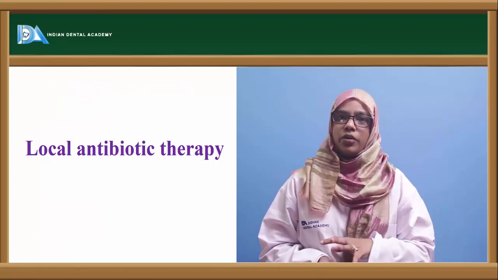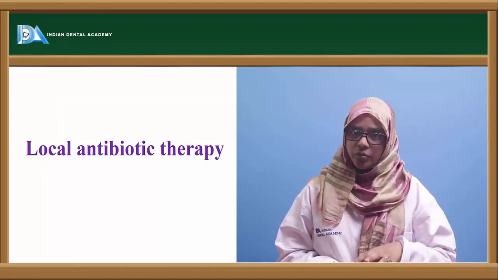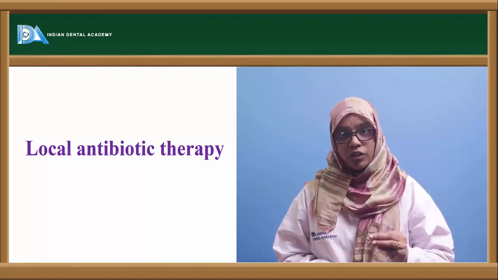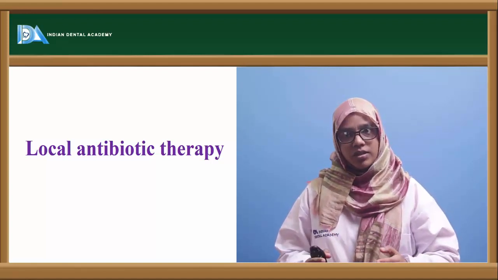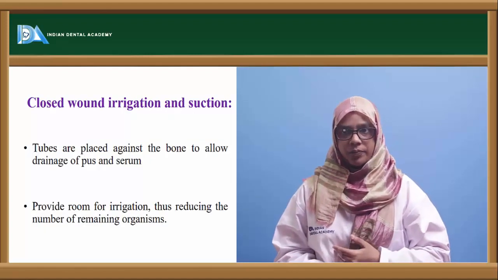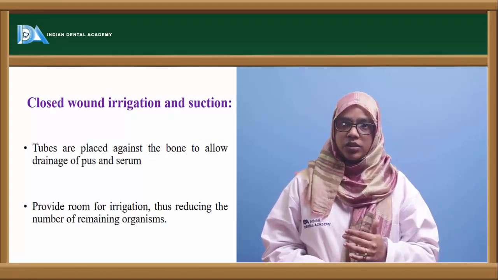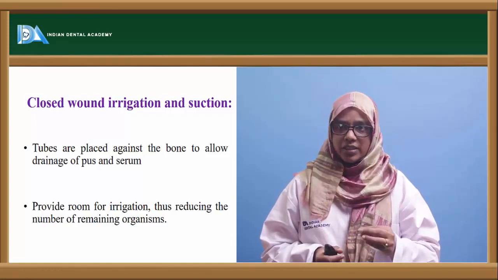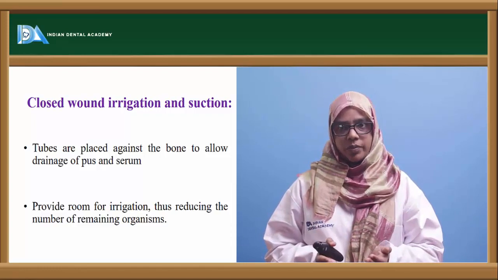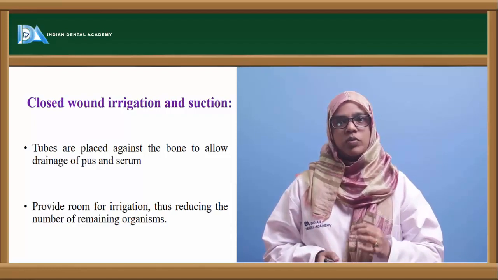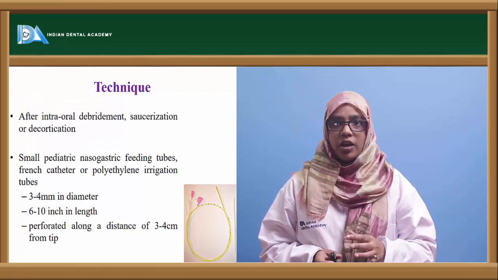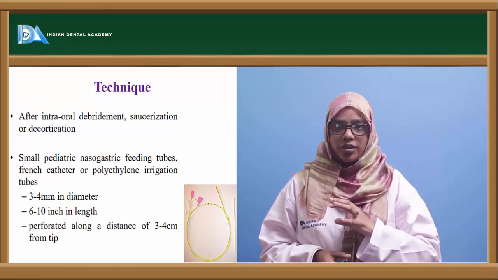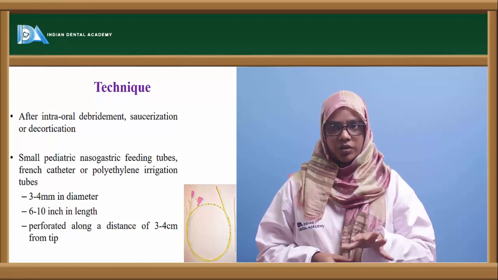Then local antibiotic therapy. Now this is based upon the principle wherein you deliver the antibiotic at the site of the infection so that you decrease the systemic toxicity and at the same time increase the therapeutic rate. Now this can be done by using a closed wound irrigation and suction. Now tubes are placed against the bone to allow drainage of the pus. Okay, at the same time another tube is placed to irrigate it. Now here you will take an intraoral incision, do a thorough debridement, saucerization, decortication.